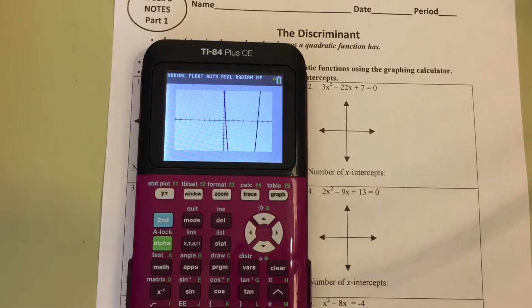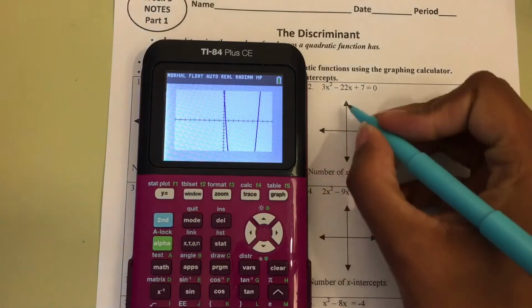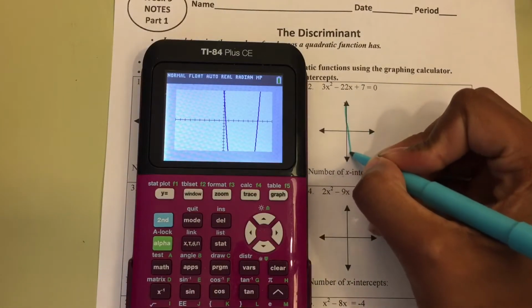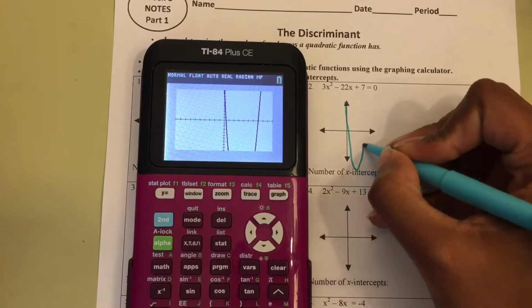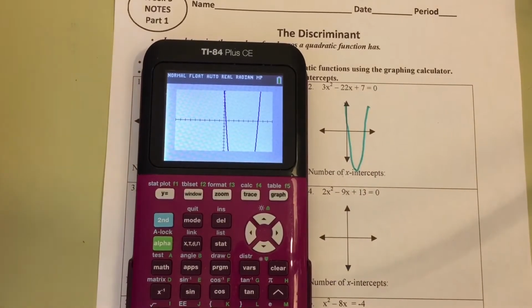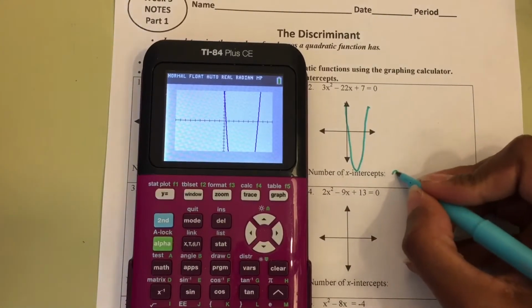Okay, now this one goes really far down the graph. That's okay. Like when you sketch it, I would just draw it all the way in, but it starts way up high. It's gonna come way down here and then go back up. Totally fine. Again, the number of x-intercepts? 2.